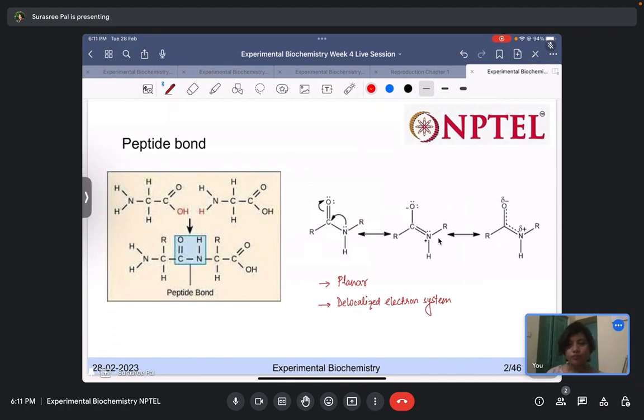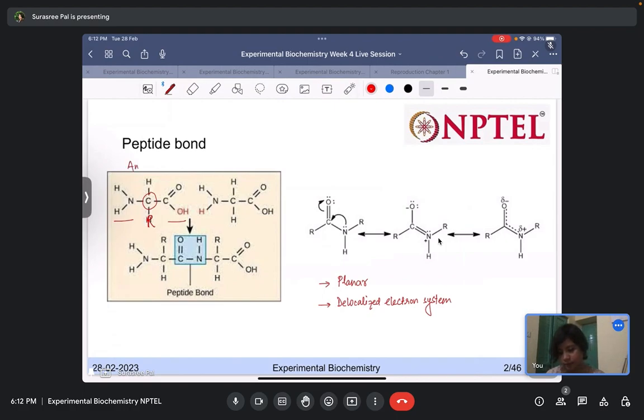So we had discussed the general structure of an amino acid. That is, it has an alpha carbon, which is a chiral carbon in most of the amino acids. Then it has one R group, which is a side chain, and it has an amino group and a carboxyl group, right? So when two amino acids are condensed or joined together by the elimination of a water molecule, they form the peptide linkage or peptide bond.